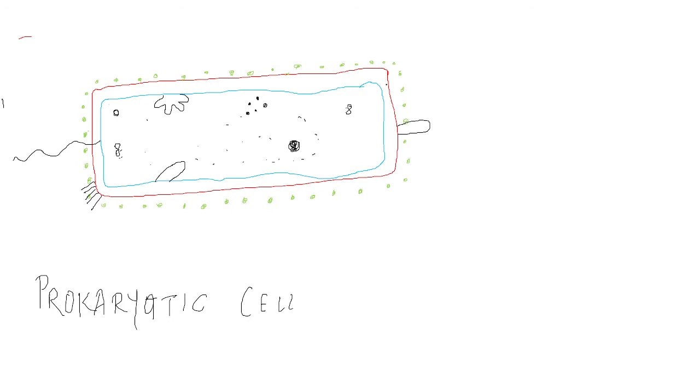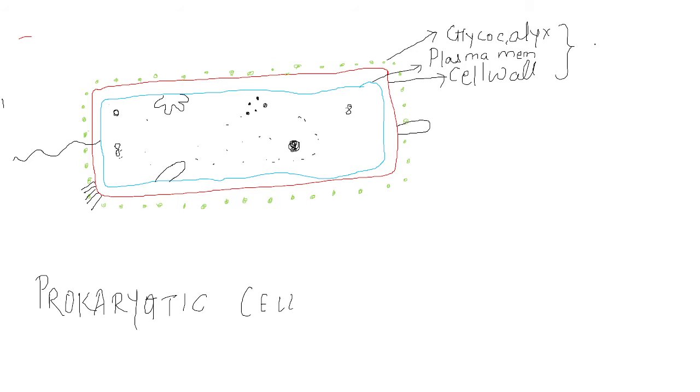Now naming. This red lining that you see is nothing but the cell wall. This blue lining is the plasma membrane. And this green dotted line is the glycocalyx. Together, what do they form? This together forms a covering called the cell envelope.